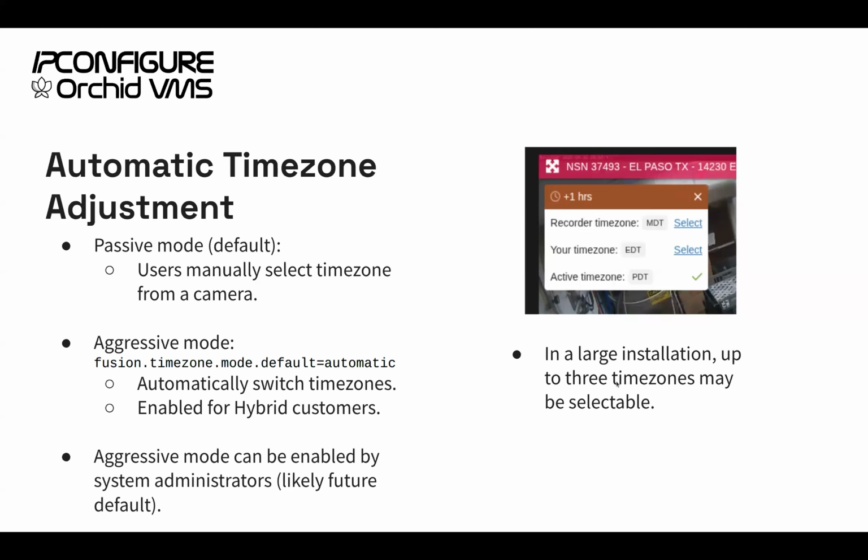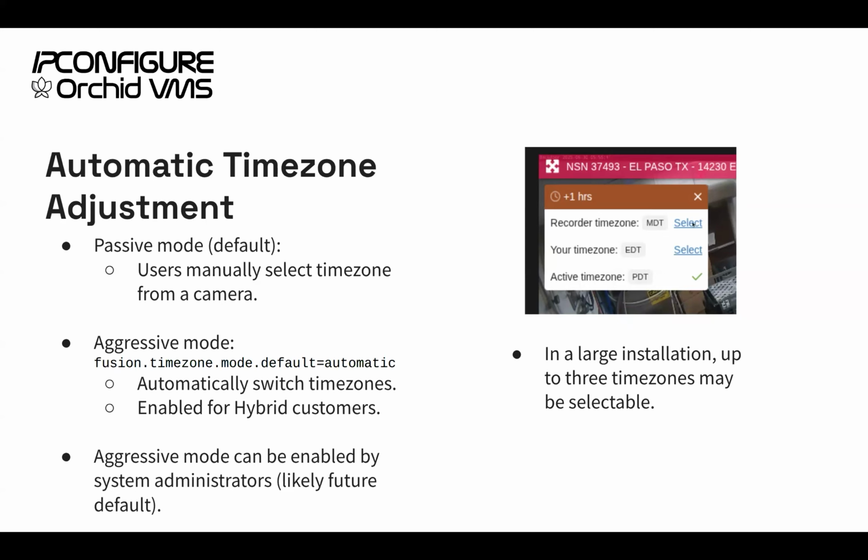Now, in a large installation, it is possible that you might actually have 3 different selected time zones. You might have your time zone, you might have a player on the stage in a second time zone, and then you might have a third player on the stage that's in an active time zone, that's sort of the time zone that you're viewing in Orchid. So in that case, I've got a screenshot here of what that might look like.